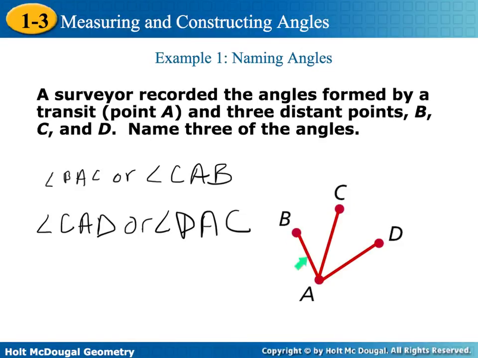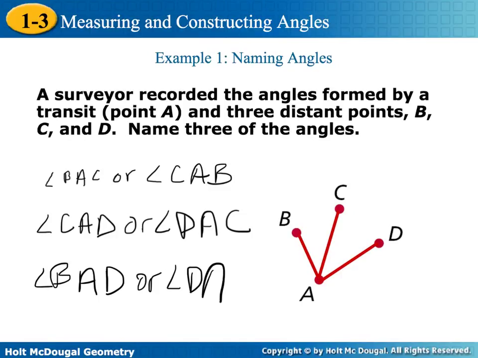Now I'm going to name this big angle, the angle that the two make up together. Again, an angle consists of two sides and a vertex. So here I had two sides and a vertex, two sides and a vertex. So now I've got two sides and a vertex. So I'm going to name it angle BAD or angle DAB.